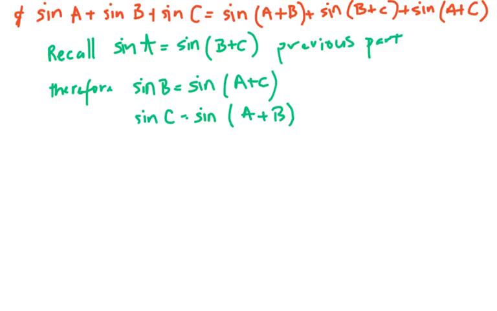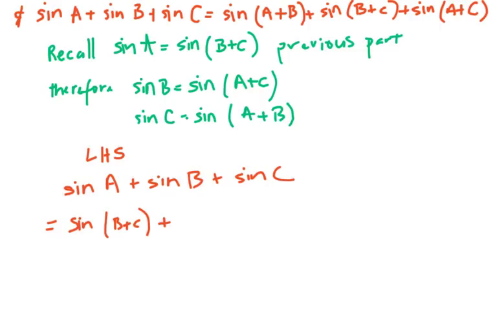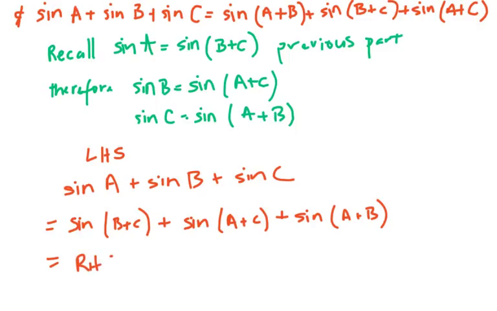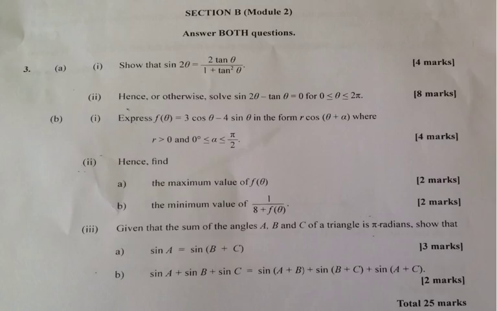So let's start with the left-hand side. Sine A is equal to sine of B plus C, sine B is equal to sine of A plus C, and sine of C is equal to sine of A plus B. And that is equal to my right-hand side. So that's it for this question. We would have completed number 3 from the May-June 2013 CAPE Pure Math Unit 1 Paper 2.